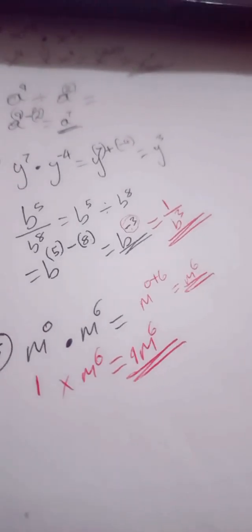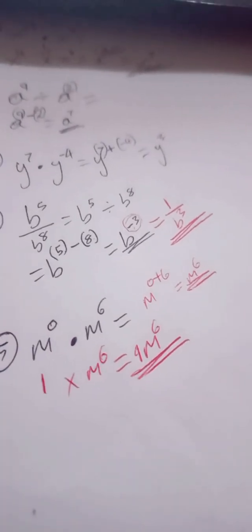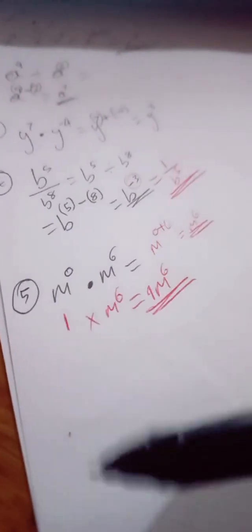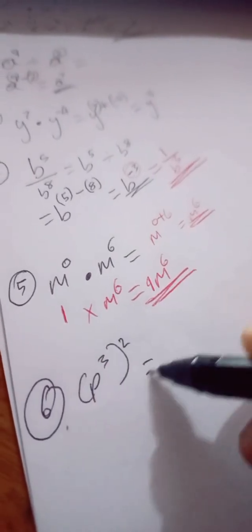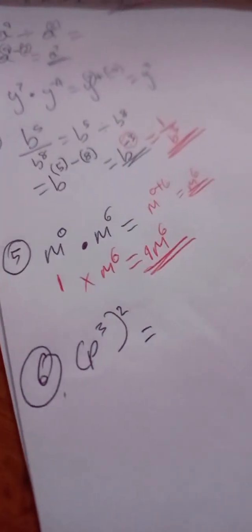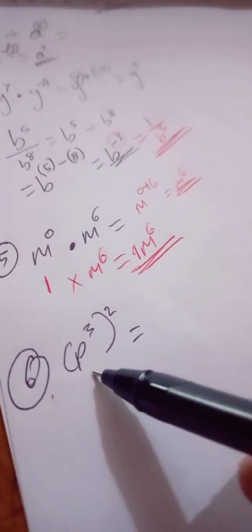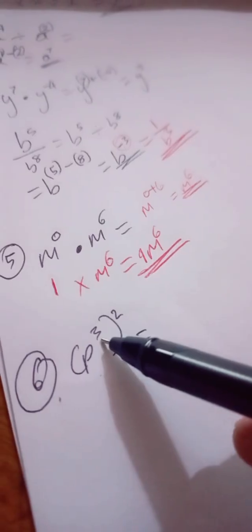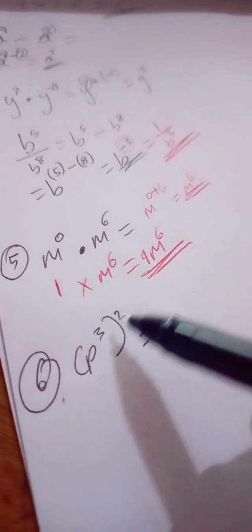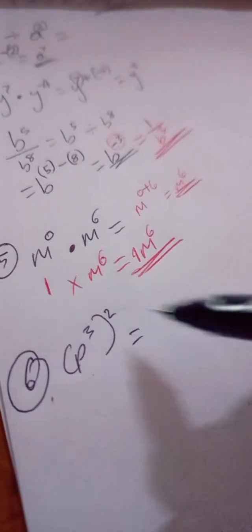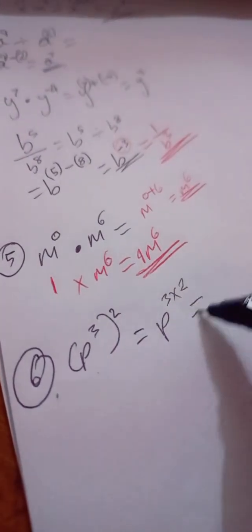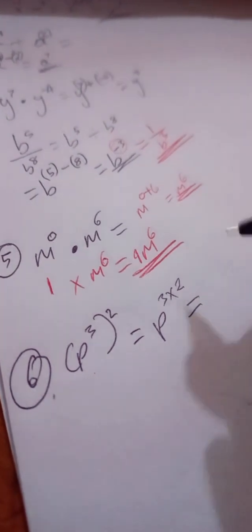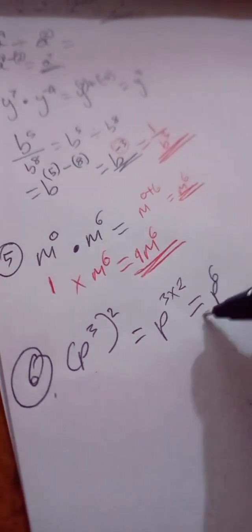From there, question number 6. We have p to the power 3, all squared. Remember, the exponent inside the bracket is multiplied by the exponent outside the bracket. So this is going to be p to the power 3 times 2, which is p to the power of 6.